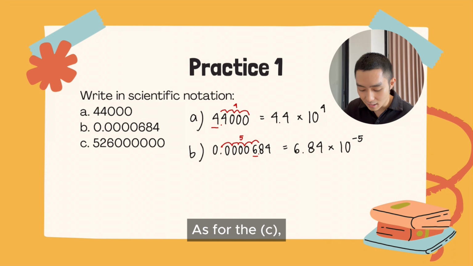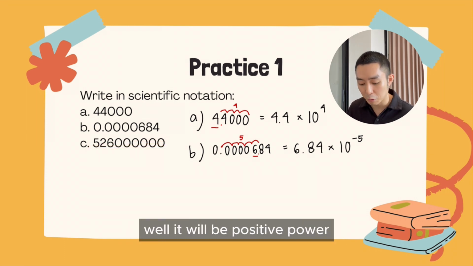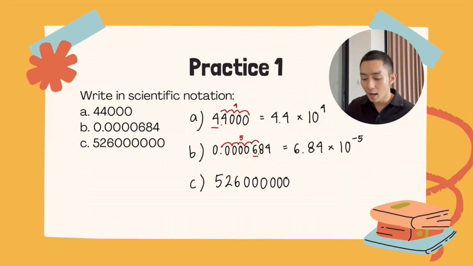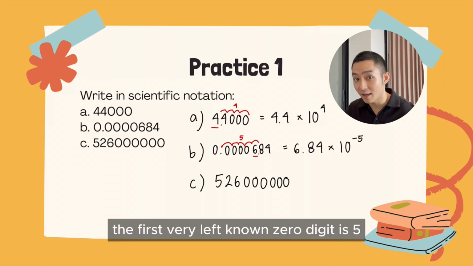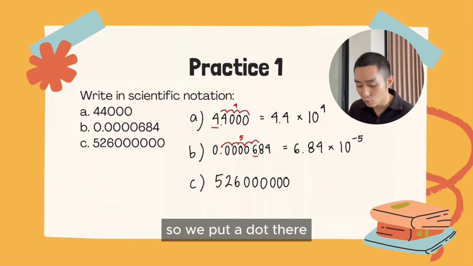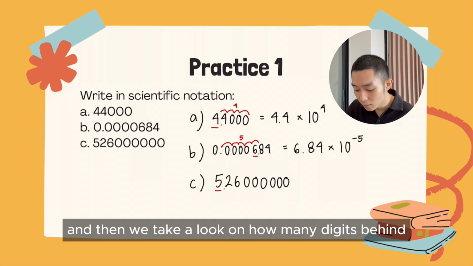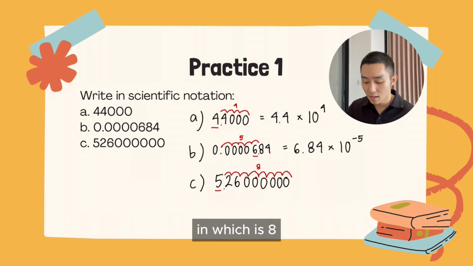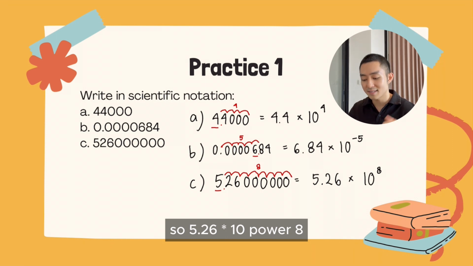For the C, because we know it has a lot of zeros, it will be a positive power, and we can work on that. The first, very left non-zero digit is 5, so we put a dot there. And then we take a look at how many digits are behind, which is 8. So 5.26 times 10 power 8.